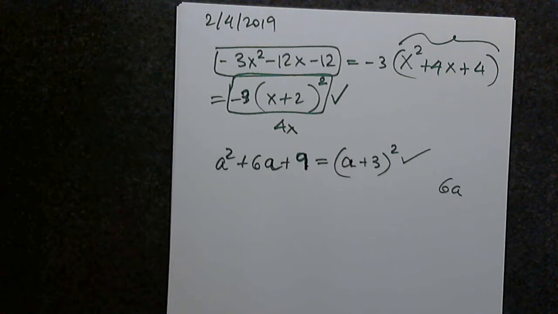From the formulas that we reviewed 2 weeks ago: 2 times the first times the second. The first term squared plus 2 times the first times the second is 6a, plus the second term squared is 9. Please review those because we're always going to go back to Adam and Eve.